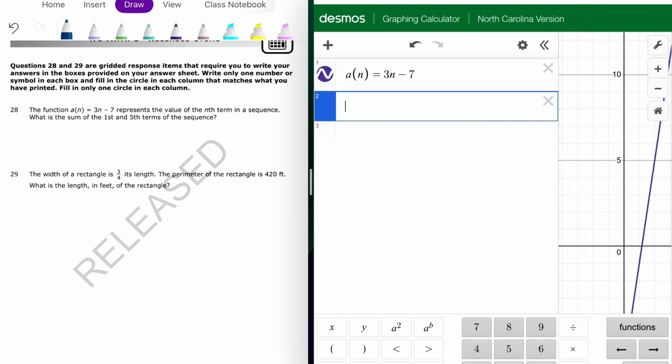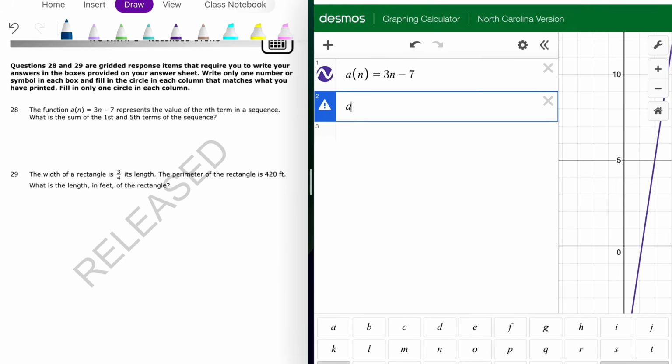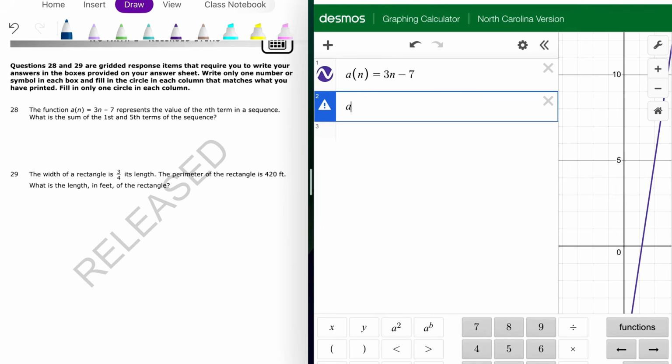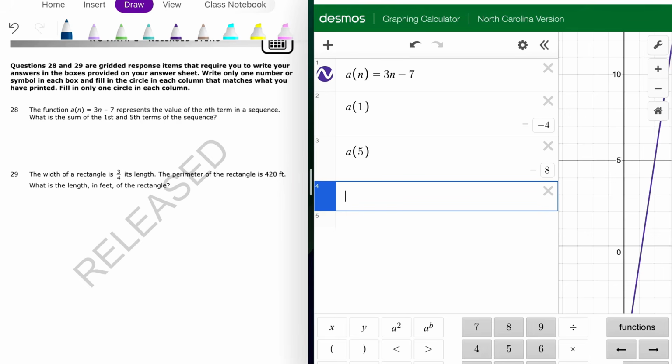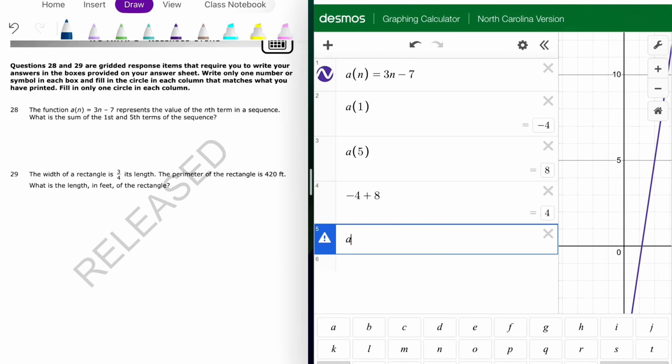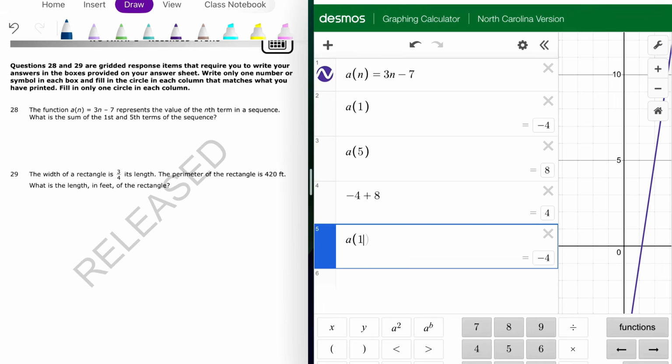Okay, we need the first one and we need the fifth one. And it gives us the equation of the nth one. So we're going to do this. Well, what's a of 1? That would be the first one. -4. What is a of 5? 8. Well, I got two options here. I can do -4 plus 8. I could have also just gone ahead and done a of 1 plus a of 5. And I get 4. Either way, 4 is the answer. Awesome. Desmos rocks.